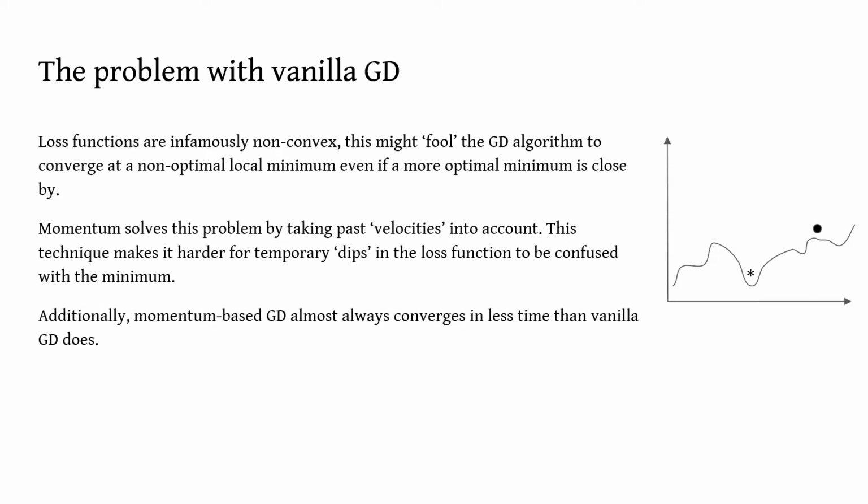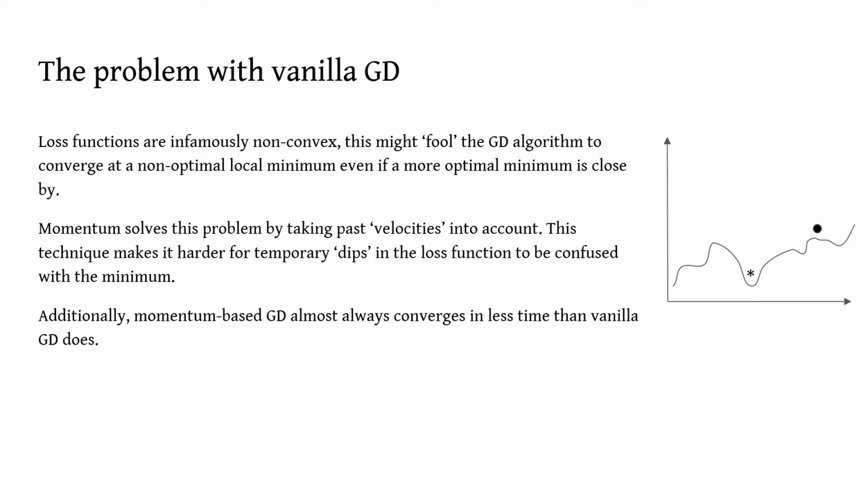Loss functions are infamously non-convex. They have little local maximums and little local minimums all over the place, and this might fool the gradient descent algorithm into converging at a non-optimal local minimum, even if a more optimal minimum is close by. For example, in this diagram, it might be fooled into believing that this little dip in the loss function is the most optimal local minimum, when it's actually here, denoted by this asterisk.